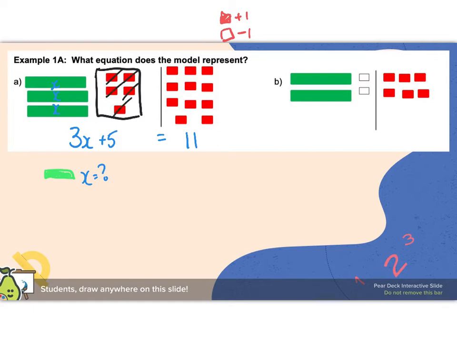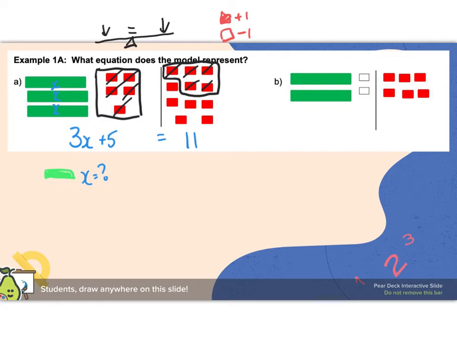But keep in mind, when you have an equation, it works exactly like a scale. I can't just get rid of one thing because that's going to make me off balance. I have to do the exact same thing to the other side. So now that I've gotten rid of 5 red tiles on the left, I also have to get rid of 5 red tiles on the right. And so now I'm left with just my 3 green tiles equals 6 red tiles.